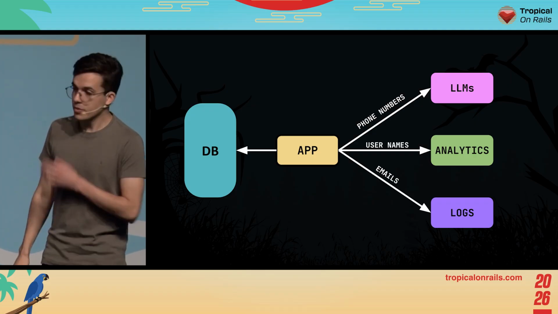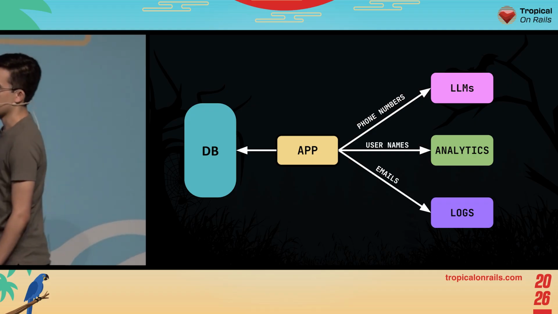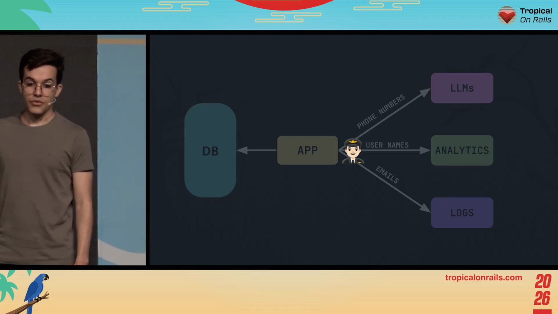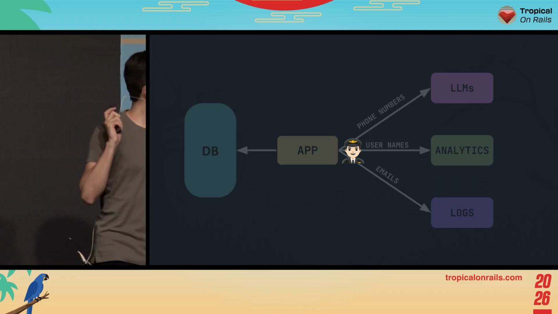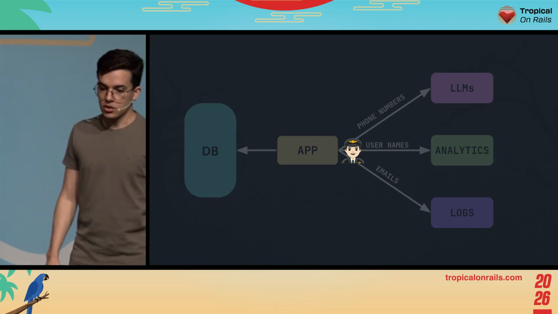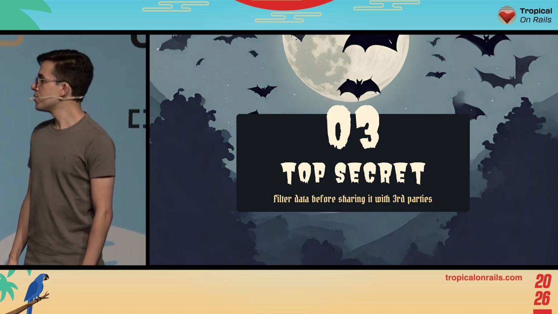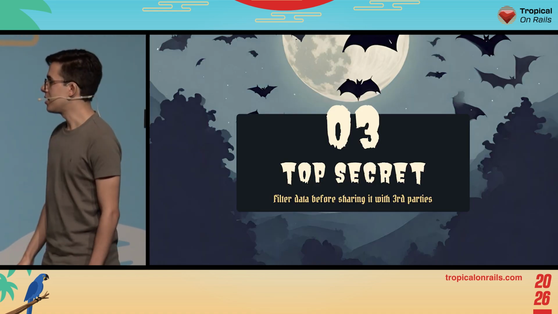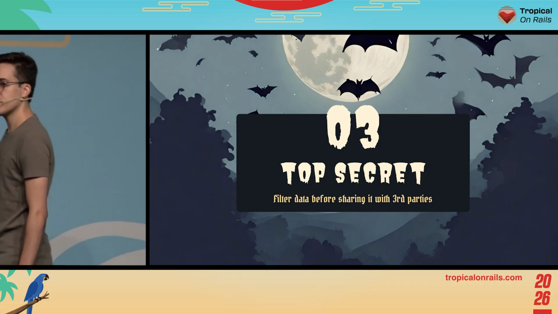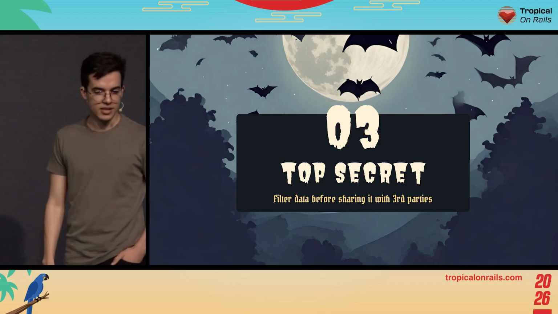That means that you might potentially be sending user data to third parties. And like I said, this might be emails, usernames, phones. And if you're following laws like HIPAA, this might even be illegal. So the third gem that I want to show you is called Top Secret, and it's a gem that will help us filter data before we send it to third parties.